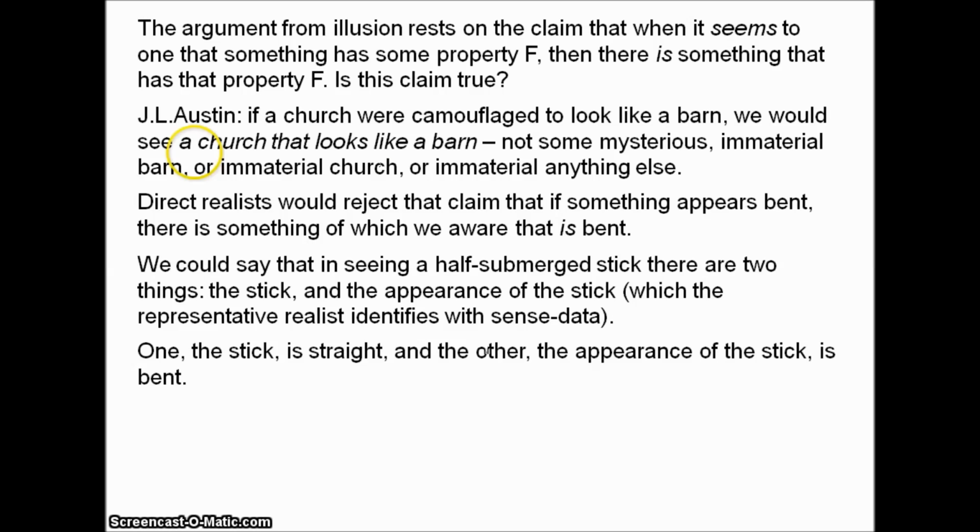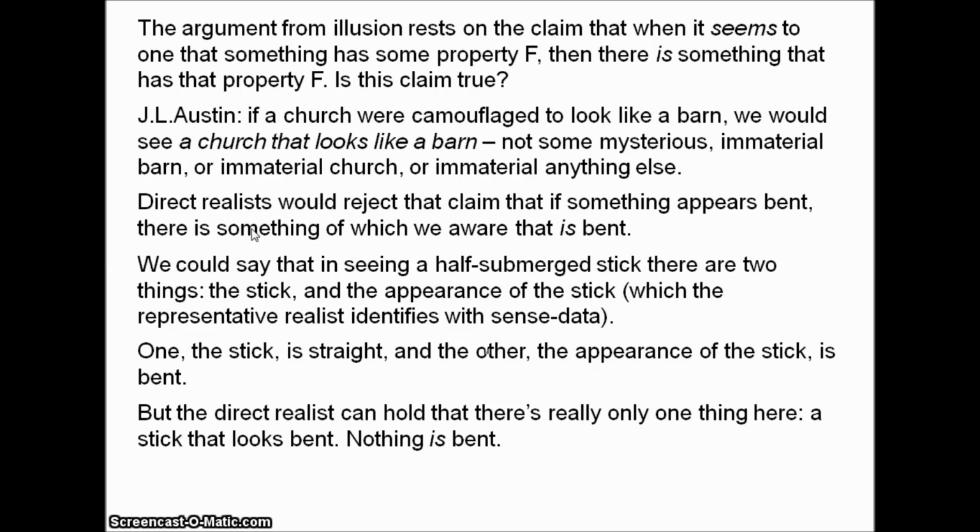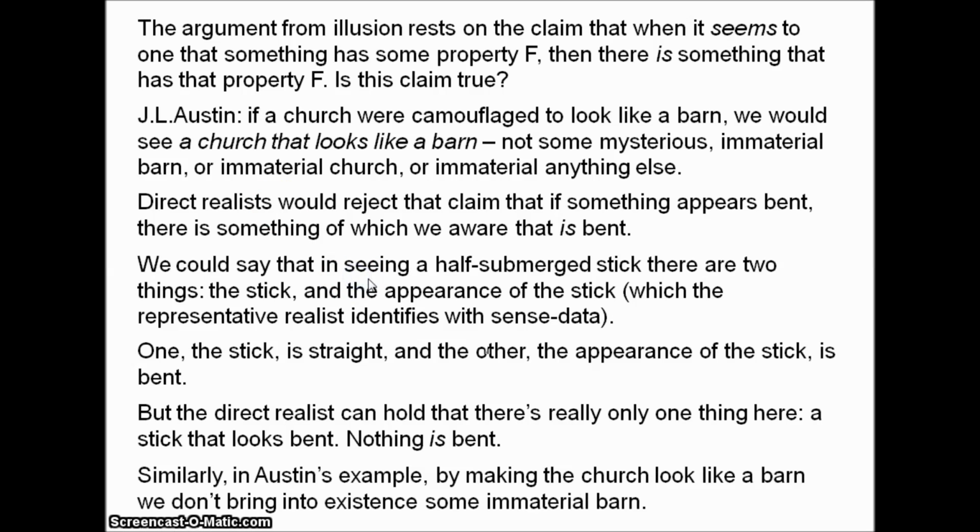A direct realist can maintain that there's really only one thing here, a stick that looks bent. Nothing really is bent, we just have something that looks bent. And similarly, in Austin's example, we have a church that looks like a barn. By making the church look like a barn, we haven't brought into existence some mysterious, immaterial barn, we simply have a church that looks like a barn. So, the argument from illusion. I said, the stick itself is not bent, but evidently we see something bent, must be sense data. The direct realist can respond, no, we do not see something bent, we see something that looks bent. The claim that there is something that is bent, when a straight stick appears bent, would only be accepted by those who, I think, already reject the direct realist account. But then this can't be an argument against direct realism.